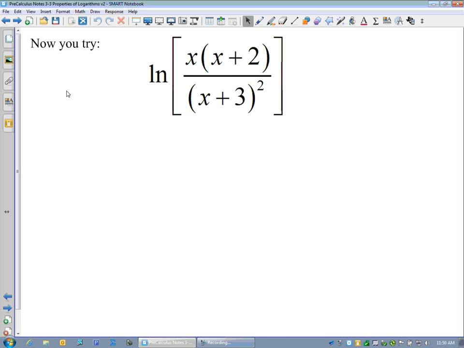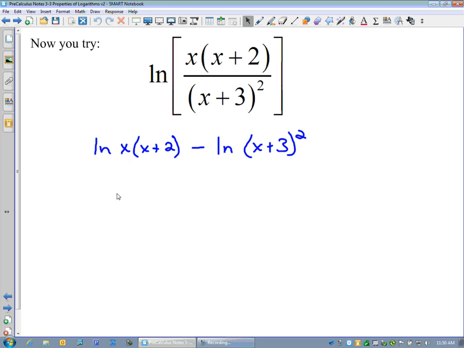All right, hopefully you have an answer by now. If we look at the properties we can use, again, we have all three of them possible here. So I'm going to use the quotient property first. So that would be the natural log of the numerator minus natural log of the denominator. And then for the first term, I'm going to use the product property. And for the second term, I'm going to use the power property.